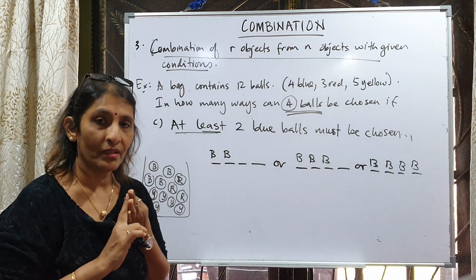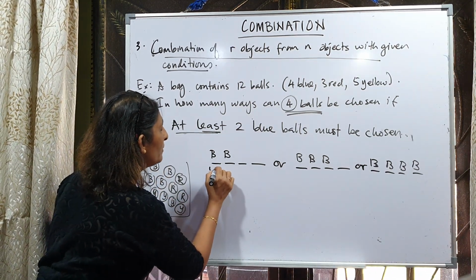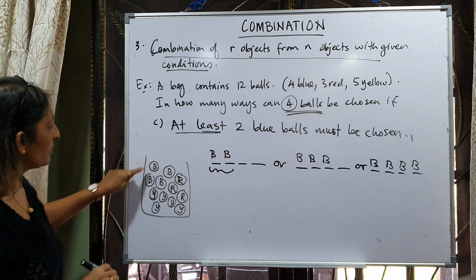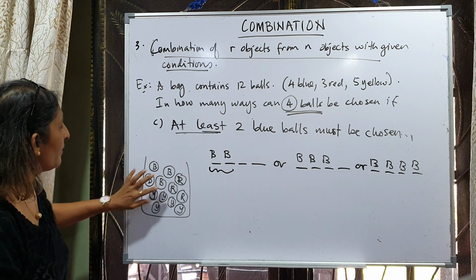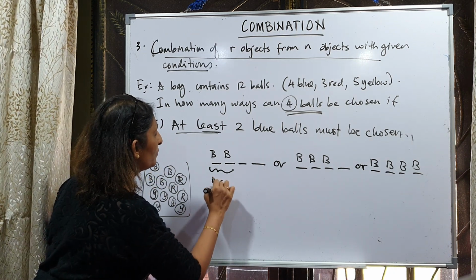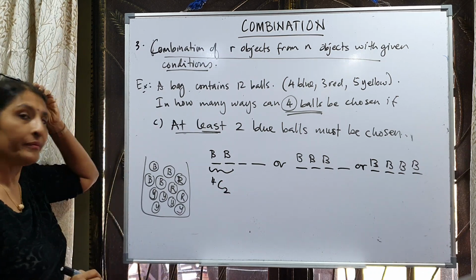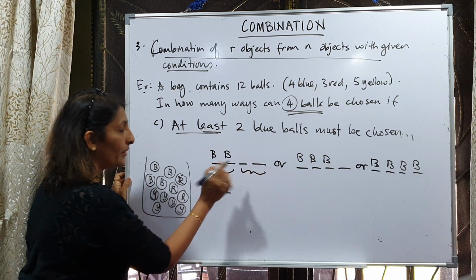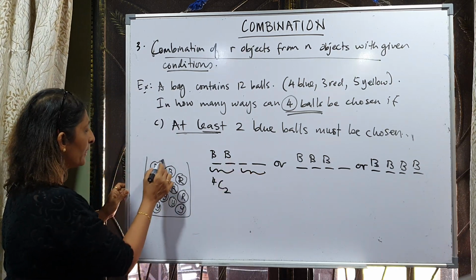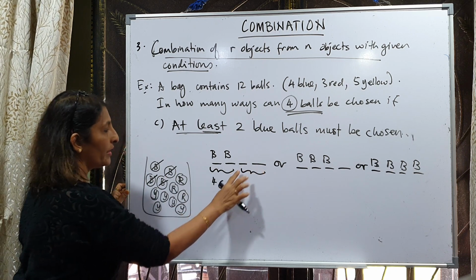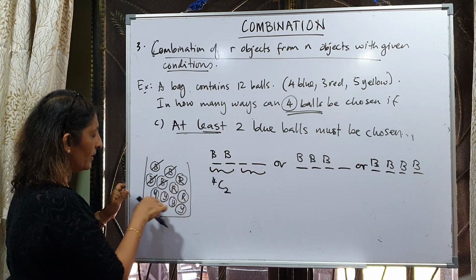We do the calculation. How many ways of choosing 2 blue balls from this bag? How many blue balls do we have here? We have 4 blue balls. So from 4, we're going to choose any 2. Now for the rest, could be any other ball, but no more blues. So you cancel all the blues because we cannot put blue here anymore.